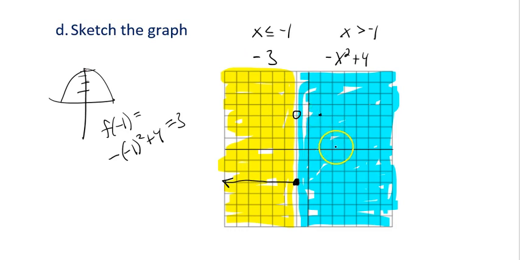And so I've got this going on. If you want to know more specific points, like if I wanted to know what happens at 2, do f of 2. So negative 2 squared plus 4 would be 0. That can give me the shape of where my parabola is going from there. And so there is my upside down parabola that's been moved up 4, and I'm only looking at the part of it that falls greater than negative 1.